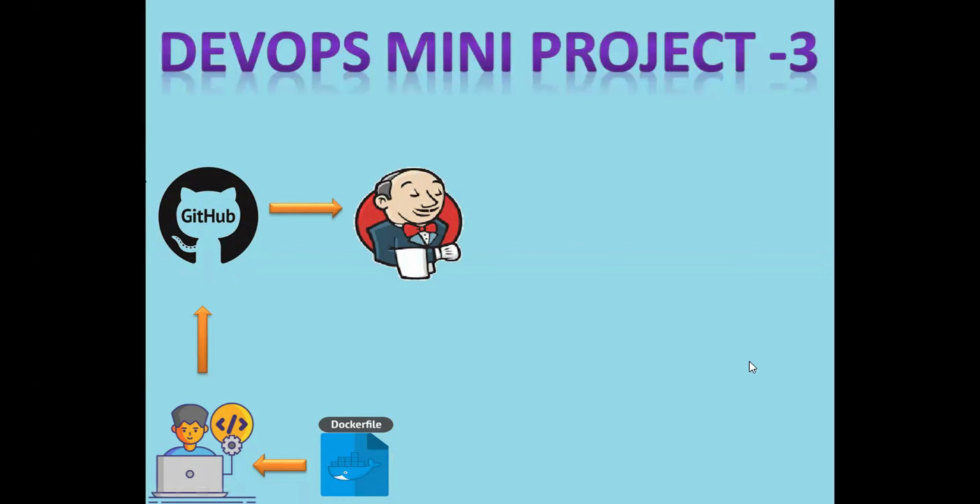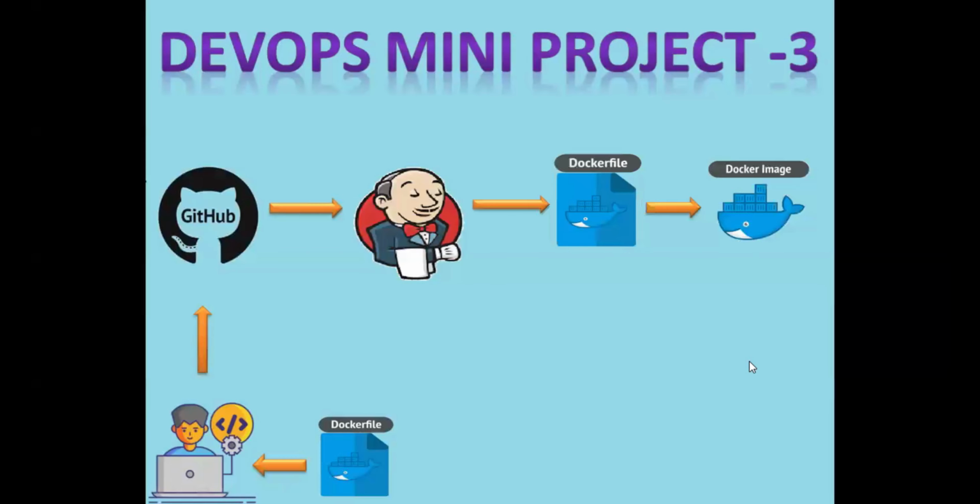Once we integrate Jenkins, inside the Jenkins server we are going to install Docker software also. Once we install Docker, we take that Dockerfile along with the source code to build the Docker image. That Docker image is called a custom image, based on our requirement. We are going to build that image.